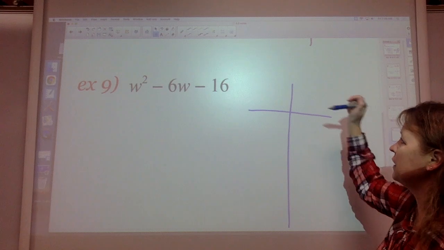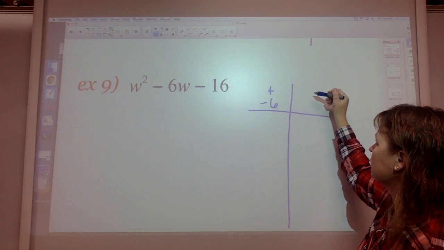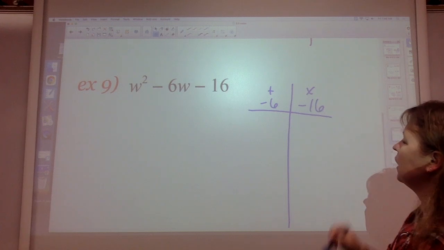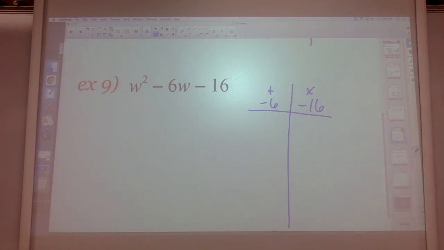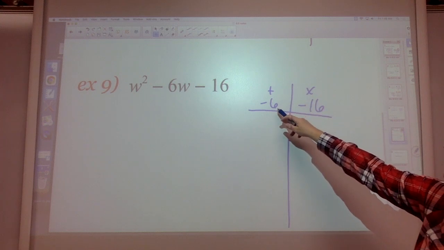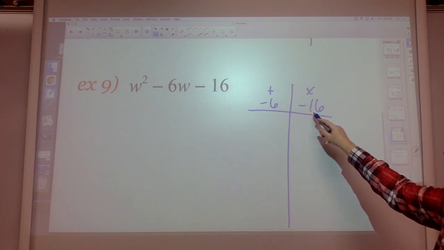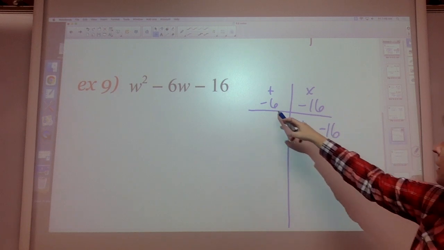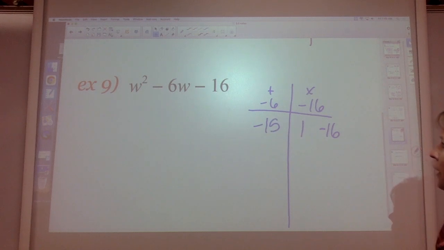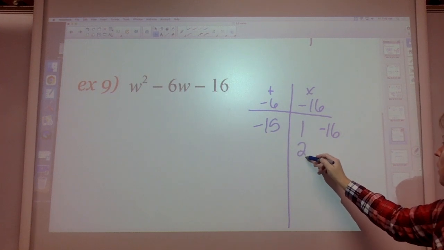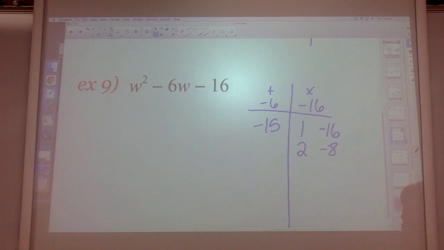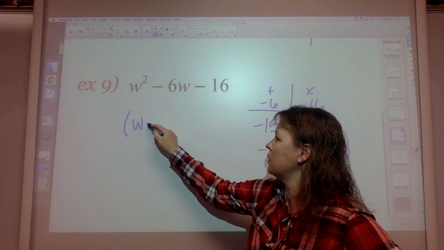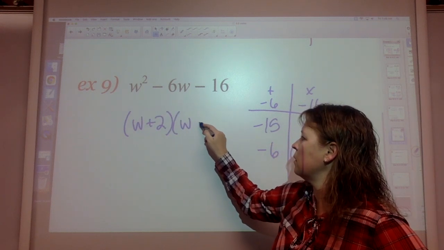Last one, w squared minus 6w minus 16. We're going to add two numbers that make negative 6, but when we multiply them, they have to make negative 16. There's our chart. We know that this is negative, and we know that this is negative, which means our bigger number has to be negative. So we're going to try 1 times 16. We're going to make the bigger number negative so that over here this column is negative. That didn't work. How about 2 and negative 8? 2 plus negative 8, oh, there we go, is negative 6. We're going to split this up into w plus 2 and w minus 8.